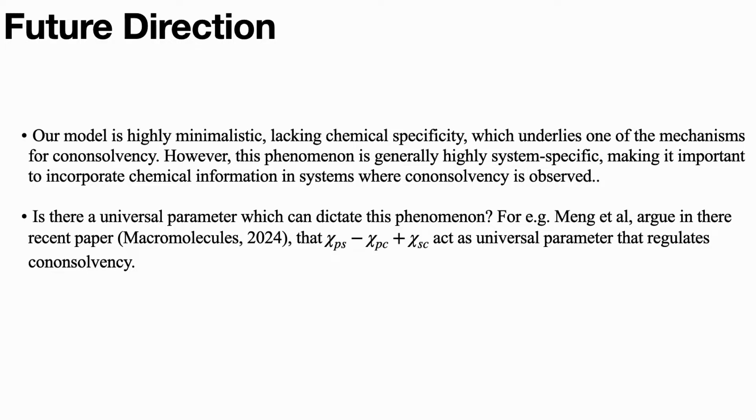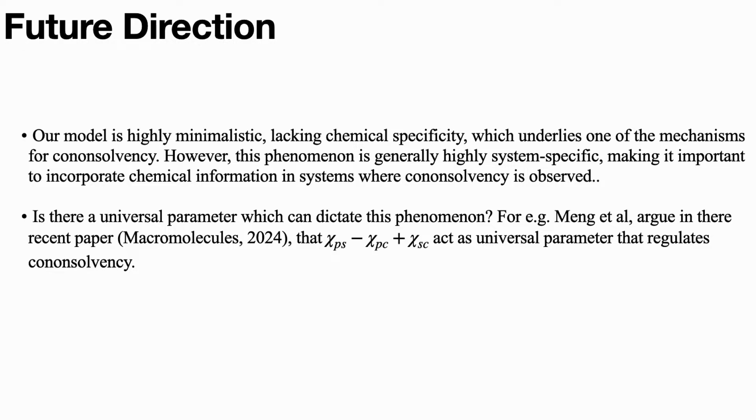So I'm mentioning a very recent paper. This group has mentioned a parameter, chi ps minus chi pc plus chi sc, where chi you can think of in the sense of interactions. So chi pc means interaction between polymer and co-solvent, negative of that means attraction between them, and positive means repulsion between them. They said that this can act as a universal parameter which can govern this. So they mentioned two regimes. They said that when this value is less than 0, we will see this cononsolvency effect, or also if the value is greater than 2, we also see it.